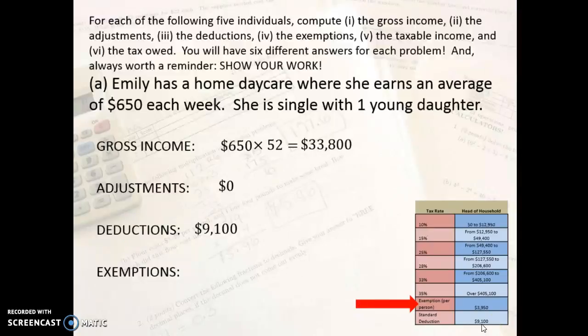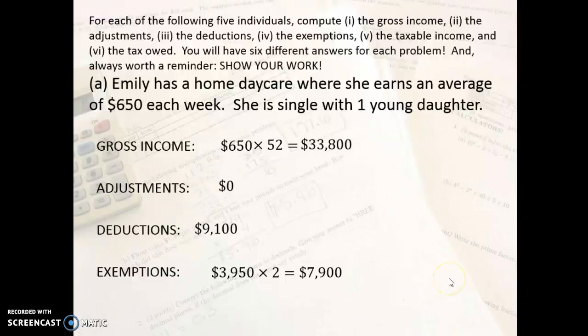Exemptions, how do those work? Per person. She takes care of herself and she takes care of her daughter, so she takes her exemption times 2. She's taking care of herself and her daughter. So her exemptions are total $7,900. That's a lot of work, and we're just identifying the first 4 parts of this problem. Like I said, taxes are pretty dense material here, but that's how we're going to do it. Gross income, money brought in, adjustments, college or retirement, deductions and exemptions. You need to read this chart to get those numbers.